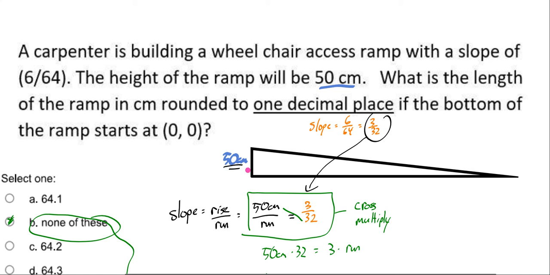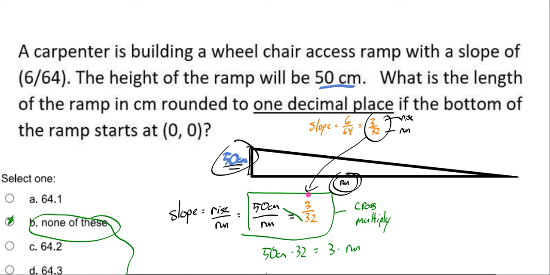The ramp is 50 centimeters from here to here, and we want to know this side. This is our missing side, the run. How far over does it go? We know about this ramp that the slope is 6/64, which reduces to 3/32, and 3 is the rise, and 32 is the run. So once we know a rise, and we need to know a run, and we do know a set of rise and run, we can just do a proportion to solve this.